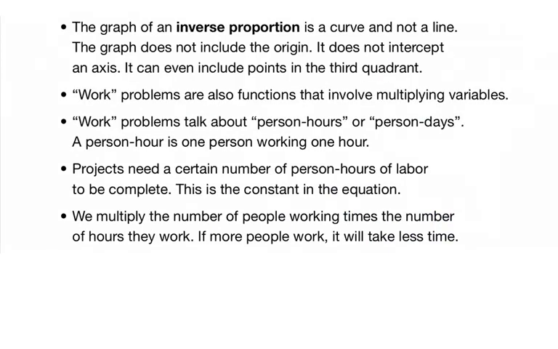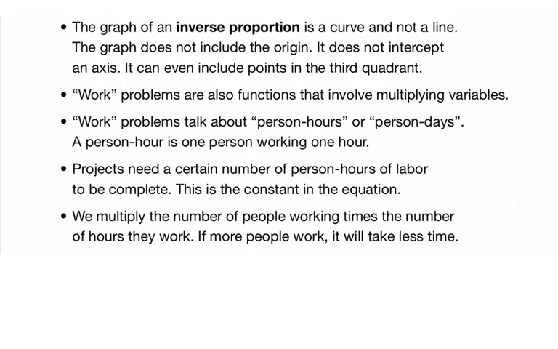So here's some information that you need to know. The graph of an inverse proportion is a curve and not a line. The graph does not include the origin. It does not intercept an axis. It can even include points in the third quadrant. So it can have points in any of the quadrants.